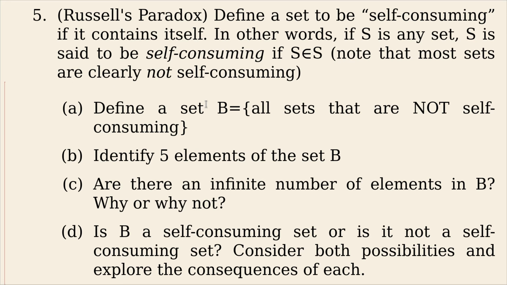Null. Yeah, a null set doesn't contain itself, it doesn't contain anything. So null is definitely not self-consuming, so that's an element of B. So the set of null? That would also be not self-consuming. What about the set of integers? Does that include the set of integers?